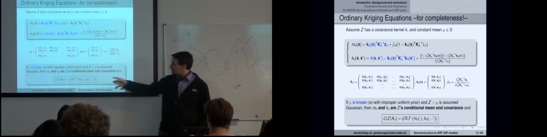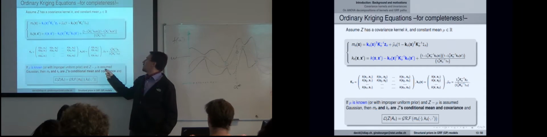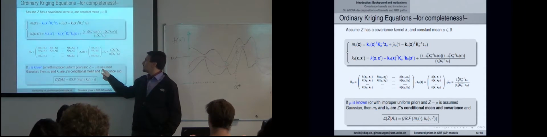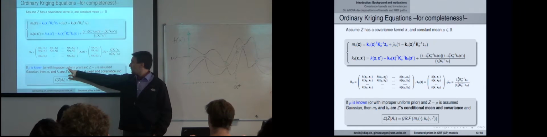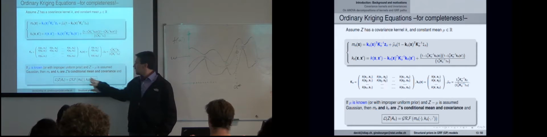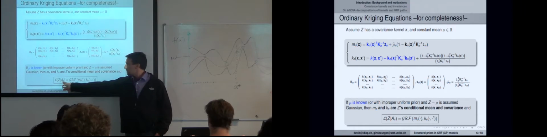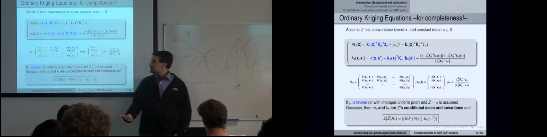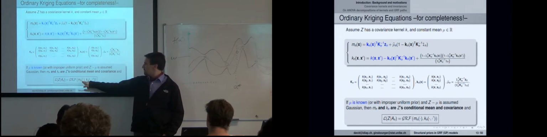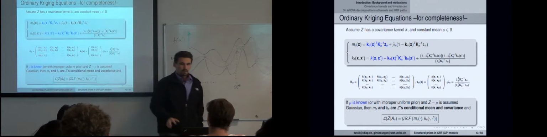If you assume that mu is known, so the constant mean, or that it has an improper uniform prior, then you get this very practical and interesting result that the posterior distribution of the field, knowing the observations, is still a Gaussian random field, whose mean and conditional covariance are given by these equations. Okay, so once you have that, you can do a lot.